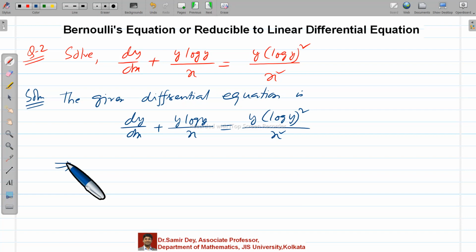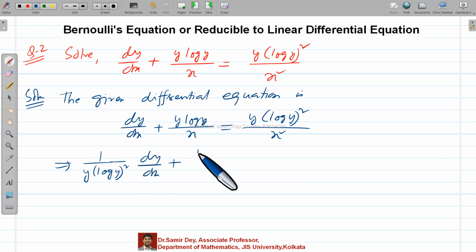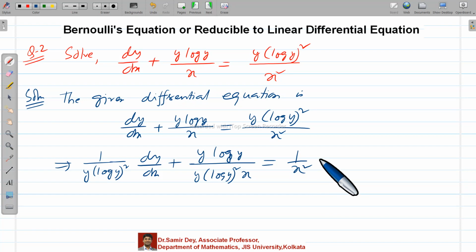On the right side, whatever the total y function you have, first you have to divide throughout. Here we have the total y function, (y log y) whole square. So first you divide by (y log y) whole square: 1 by (y log y) whole square into dy by dx plus y log y by (y log y) whole square into x is equal to 1 by x square.